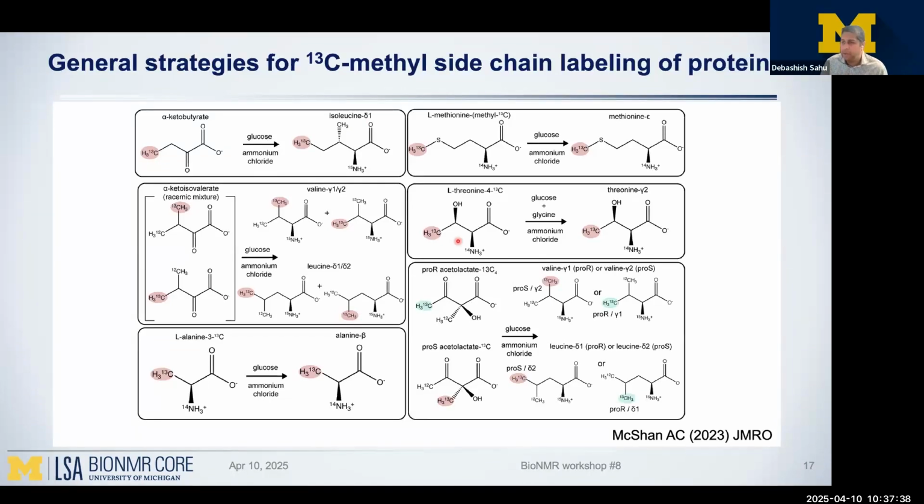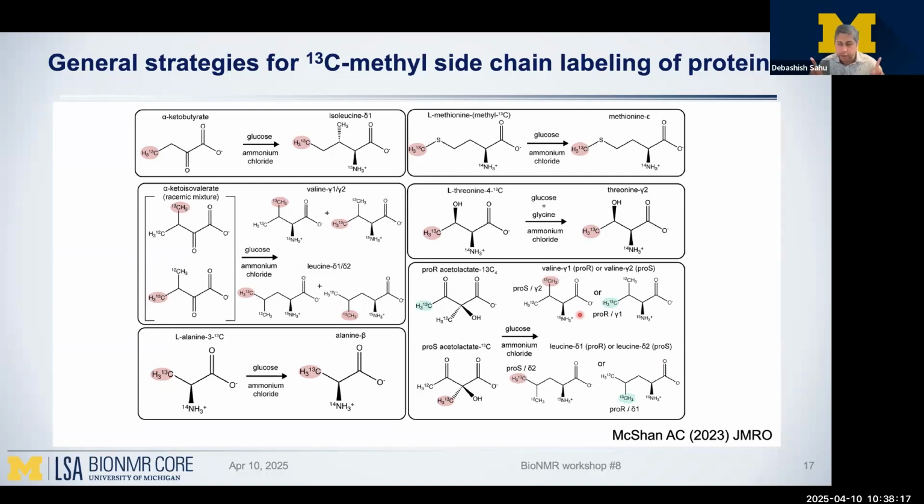Again, this is a more simplified thing. Instead of looking at that particular table, this is what you start with. Let's say you do alpha ketobutyrate, you're going to get your isoleucine. If you start with this particular metabolite, you're going to then end up with valine and isoleucine. So this just labels V and I. Again, for alanine, you can use this particular metabolite. For L-methionine, you can use that to label methionine, L-threonine to label your threonines, and these to actually do your Pro-S and Pro-R samples. So what this just means is that you just label one of your leucine and isoleucine methyls, okay?